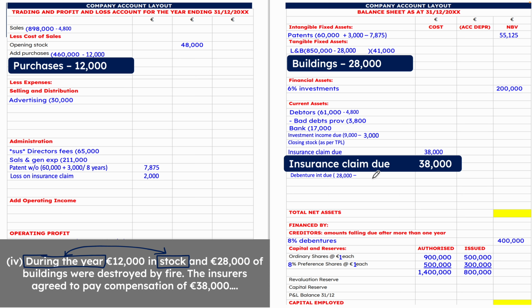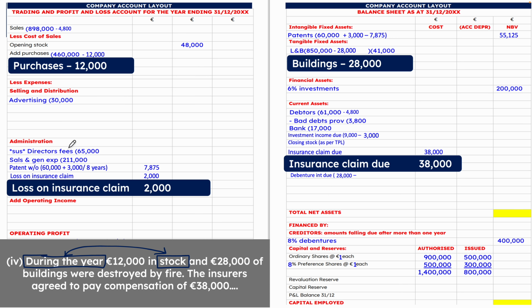Then we have to say, okay, well this isn't good, right? Because we're 2,000 short. We've lost 40,000 and we're only getting 38,000 covered. So that's a loss of 2,000 euro here. So we're going to have admin expenses, loss on insurance claim, 2,000 euro. So that's the first couple of sentences dealt with there.